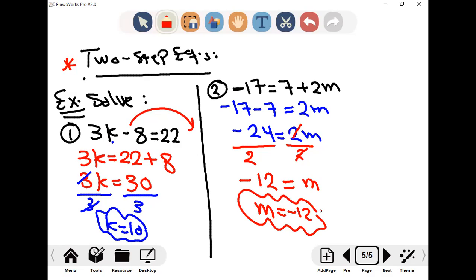Now let's check our answer mentally. Now 7 plus 2 multiplied by negative 12. We do multiply then add. Check the order of operations. Now 2 multiplied by negative 12 is negative 24, plus 7 is negative.